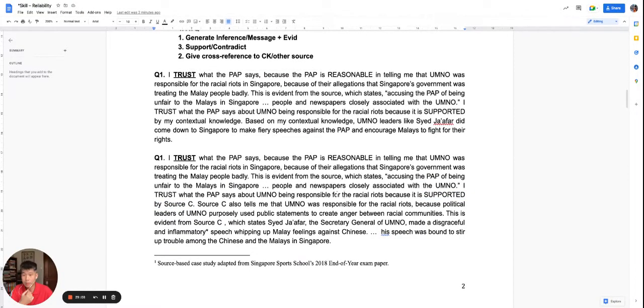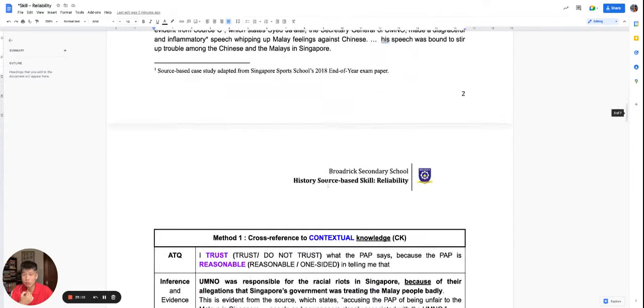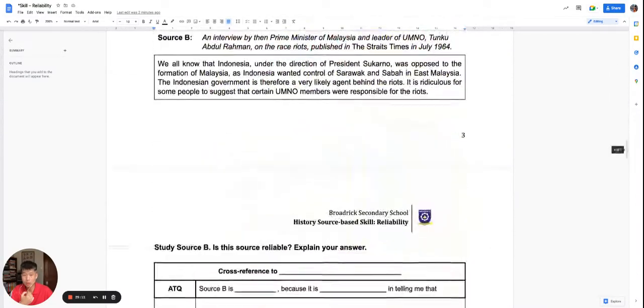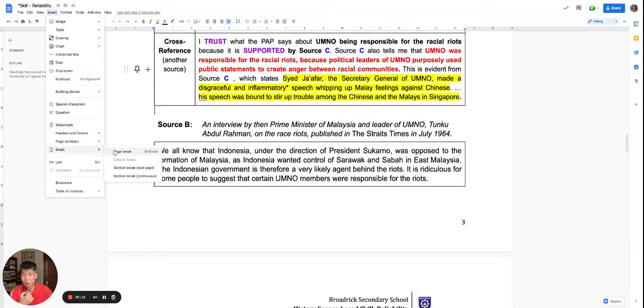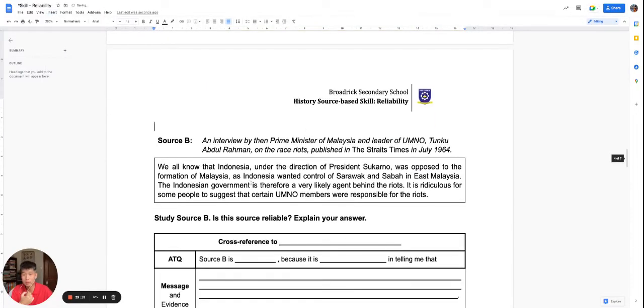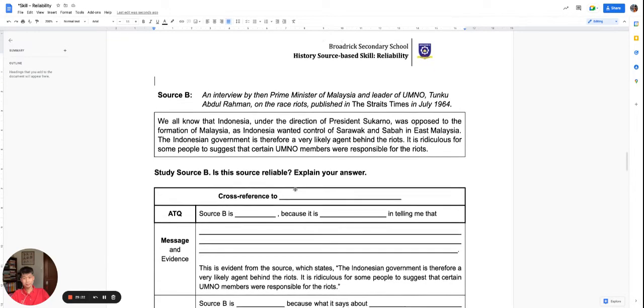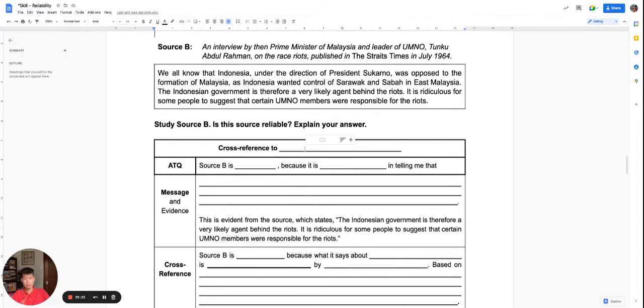It's already 29 minutes. I want to run through one last question to make sure that you have a few exemplars to work with when you really start trying to understand this question. So let's go to source B. In source B, we looked at it briefly when we were trying to do the cross-reference for source A. In source B, study source B, is this source reliable?